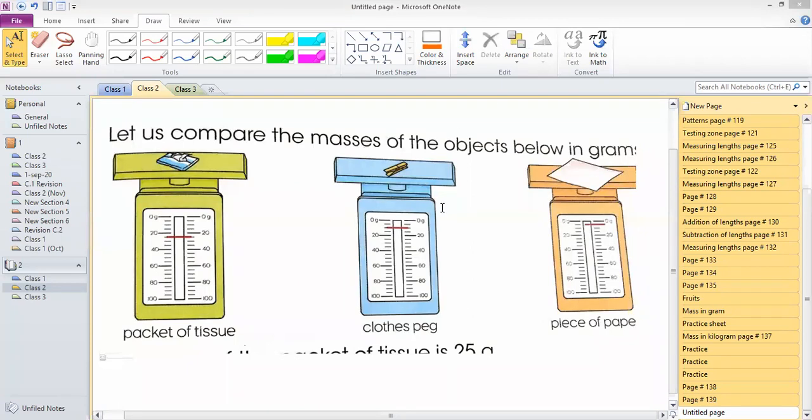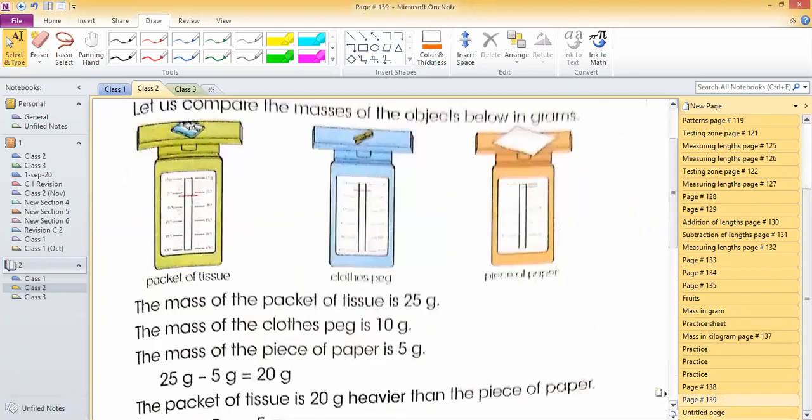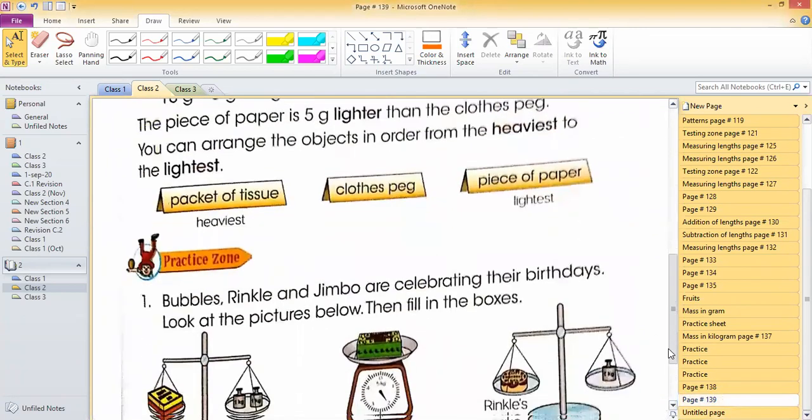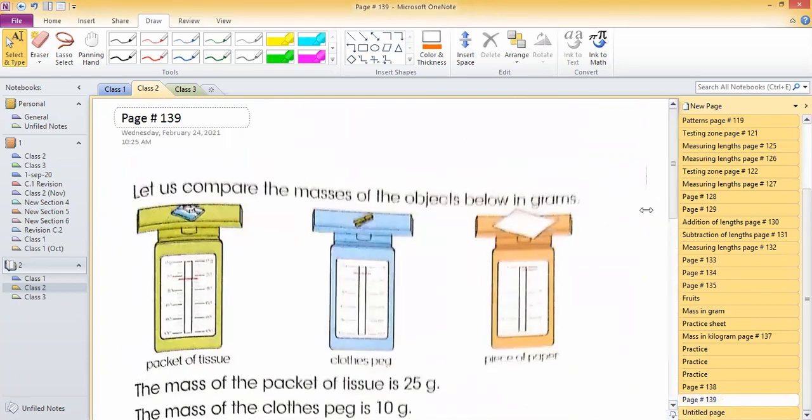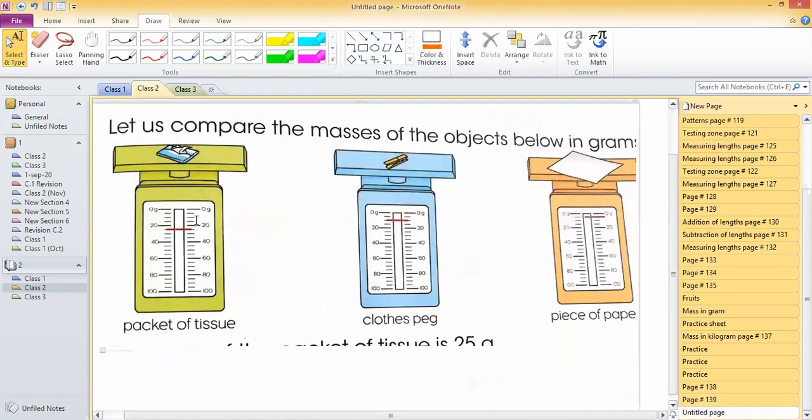All right, guys. What you have to do here is check the weight of this packet of tissue, this cloth, and this piece of paper. Even if it is not visible to you, you have to open page number 139 of your book. Guys, you have to understand how to check the weight. Open your books, page number 139, and check the weight of this tissue.